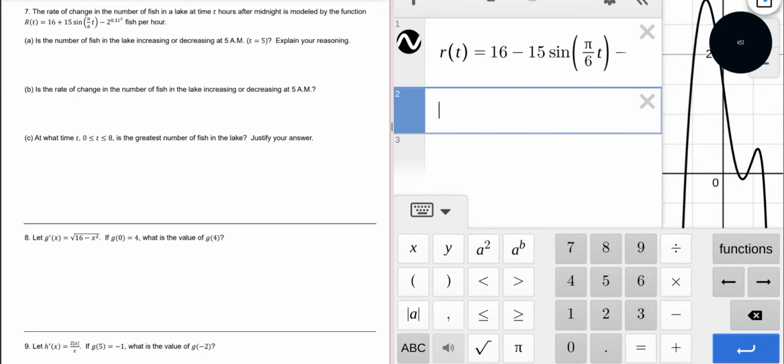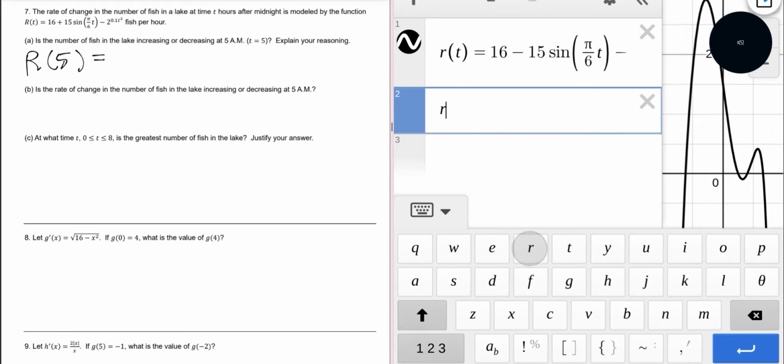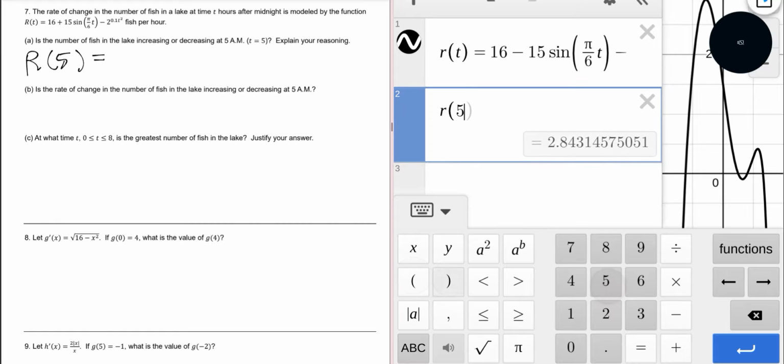All right, so is the number of fish in the lake increasing or decreasing at time 5 a.m.? Well, r is the rate of change of the number of fish, so I'm just going to check r. We're switching back to black. R of 5 equals 2.843, which is greater than 0, and I would say increasing.